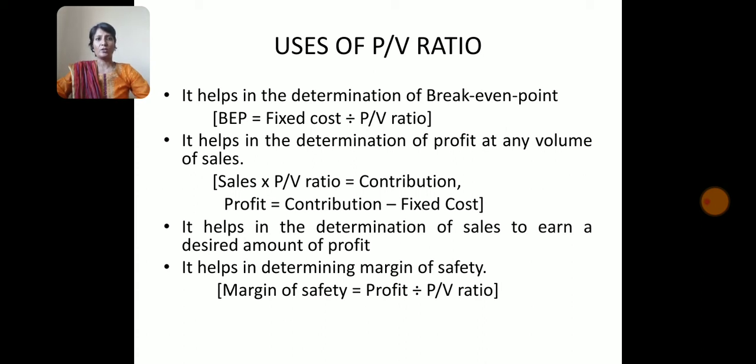So to calculate profit, we can use the formula contribution minus fixed cost, where contribution is taken as sales into PV ratio. It helps in the determination of sales to earn a desired amount of profit. Lastly, it helps in determining margin of safety. Margin of safety can also be calculated with the help of PV ratio, that is profit divided by PV ratio.